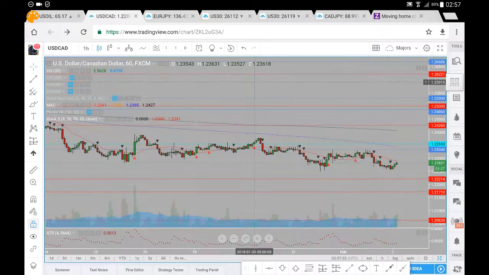If we were to break down beneath this 122.21, we would be looking for prices to head down to 121.71, and on a break from which we're looking for price to head down to our most recent swing low from 2017 in around the 120.63 level. And with that said, that pretty much wraps up the US dollar CAD analysis. Thanks for watching.